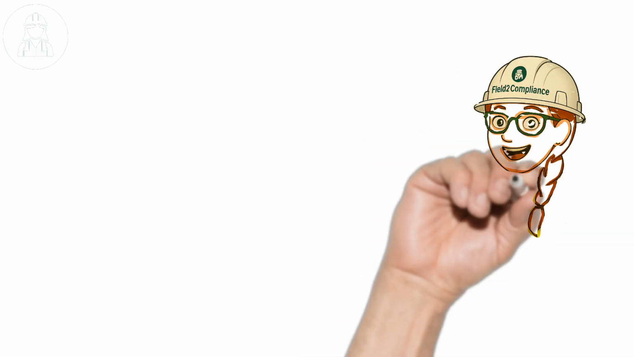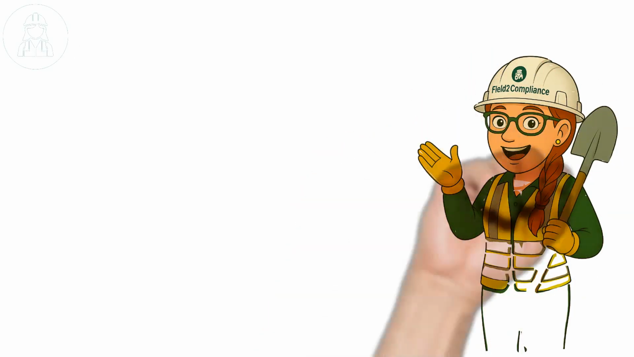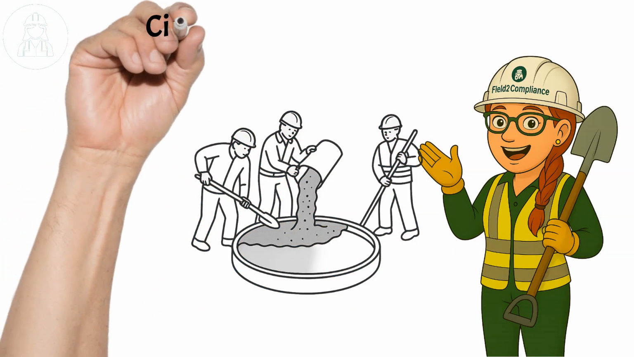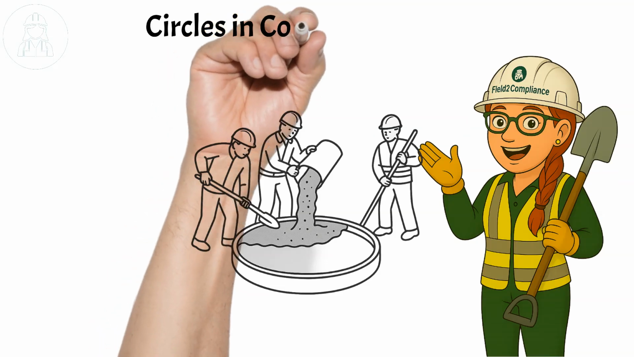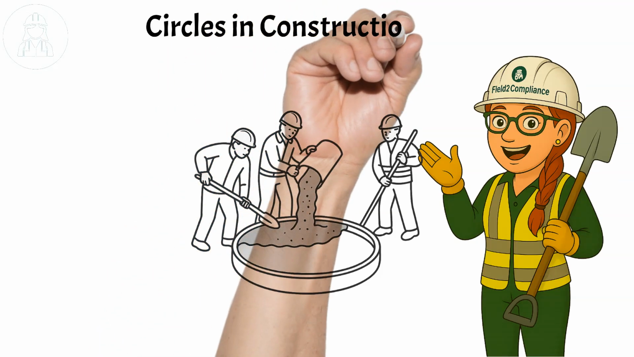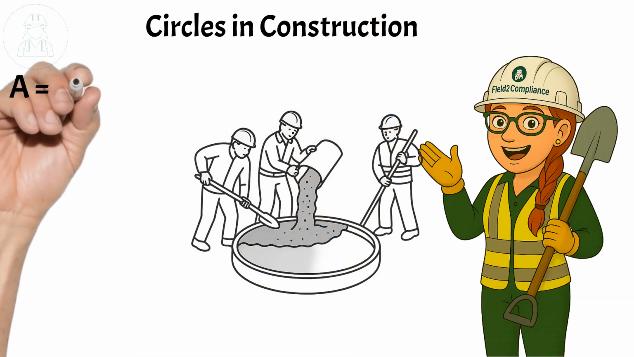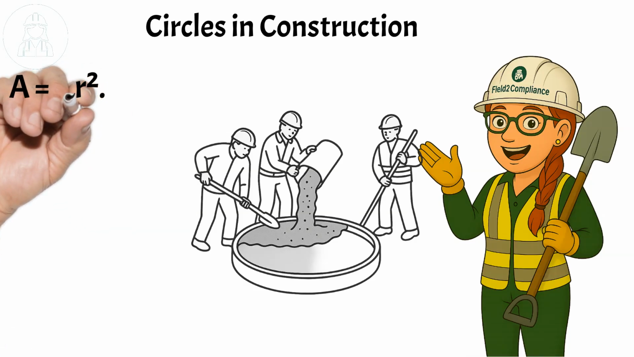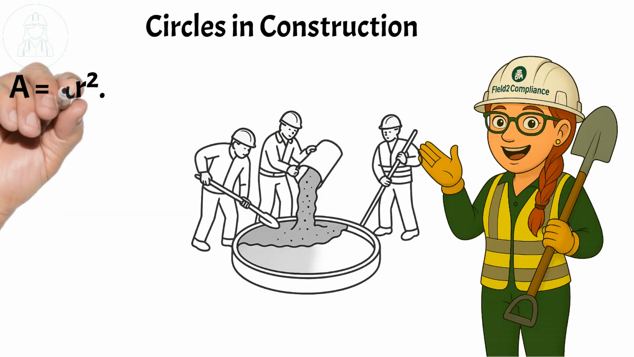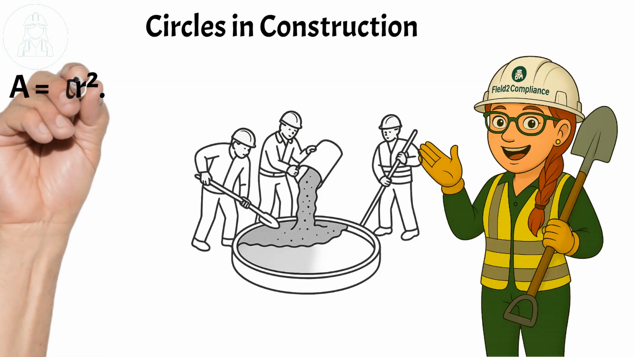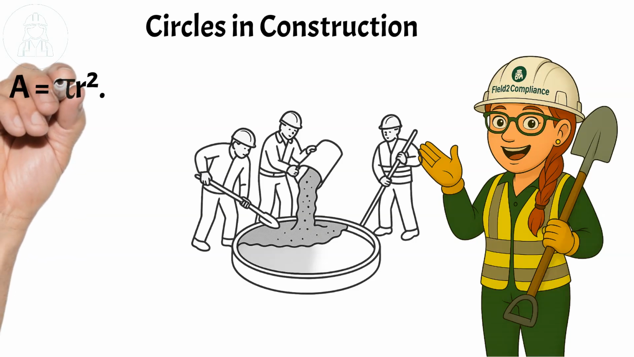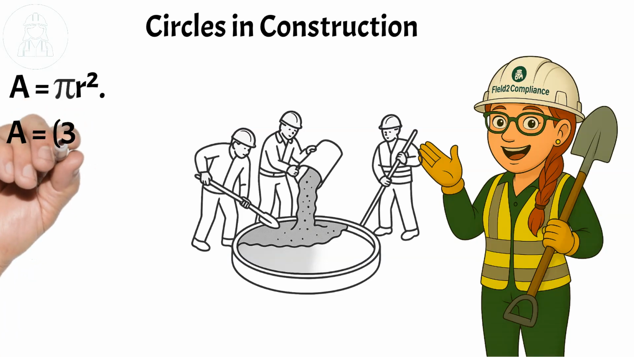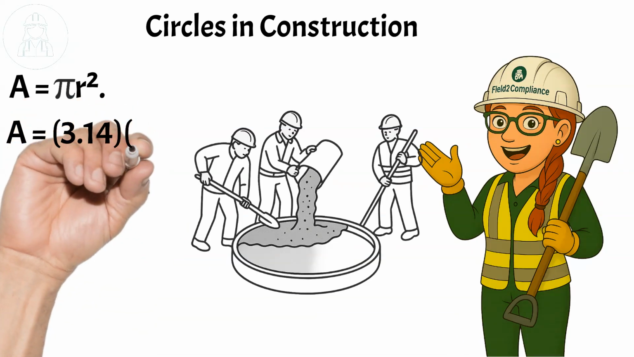With just the radius, we can solve for both circumference and area, two measures that come up again and again in real-world construction. That formula is A equals pi r squared. That means we take the radius, multiply it by itself, then multiply by pi. For example, if the radius of our circular footing form is 4 feet, we calculate the area: pi times 4 squared equals pi times 16, which is roughly 50.3 square feet.